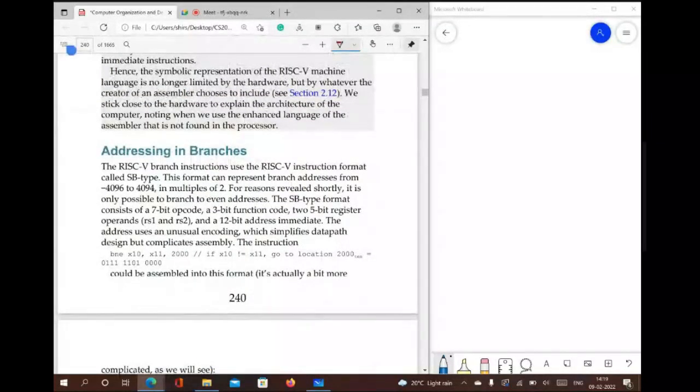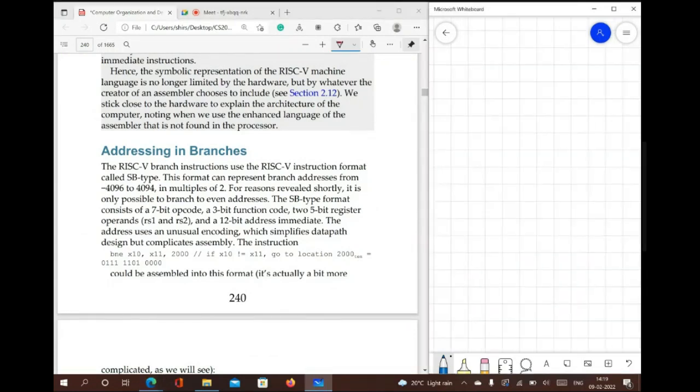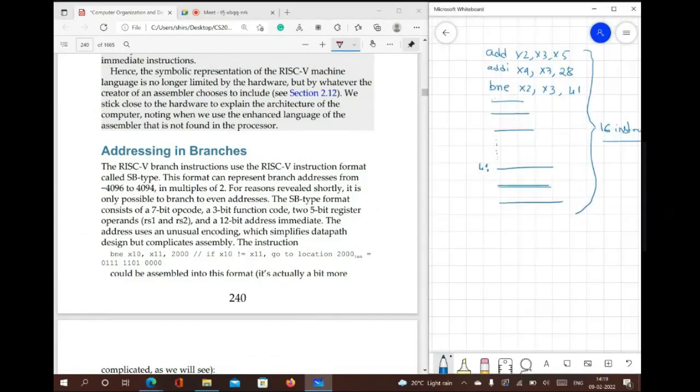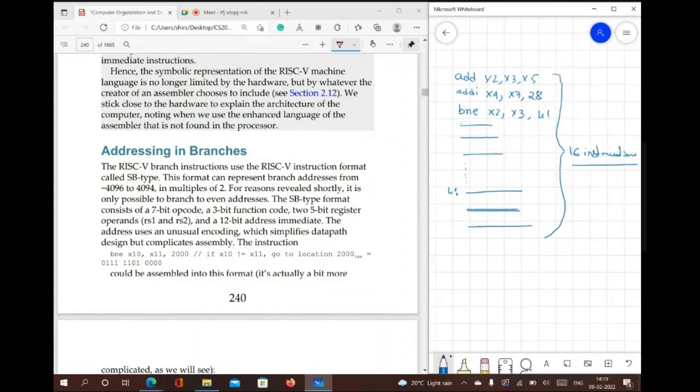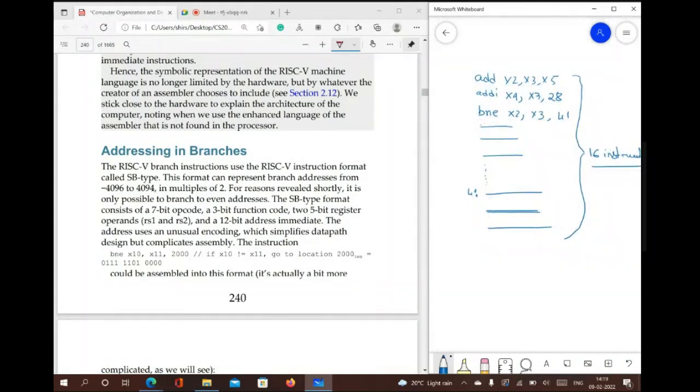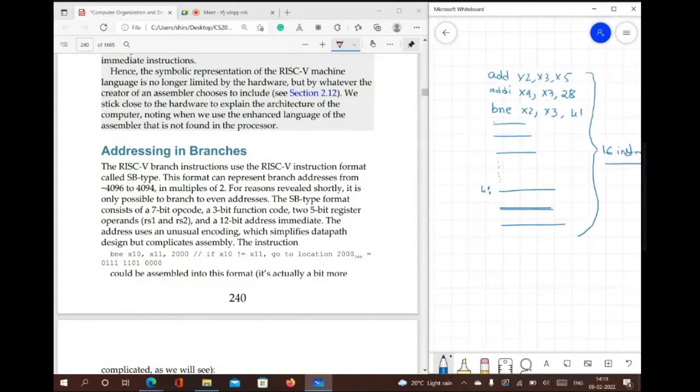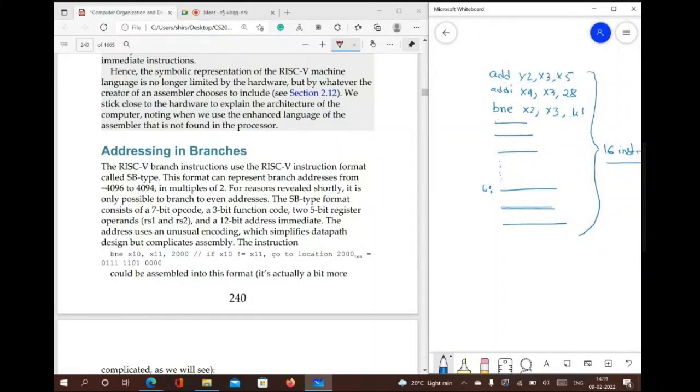So in the last two lectures, I have explained different branch instructions: conditional branch instructions and unconditional branch instructions. Both I've discussed. Now we'll discuss some more detail about branch instructions. So before going to branch instructions, let me show you an example. Suppose this is a RISC-V program. So there are 16 instructions here. I have written only the initial three instructions.